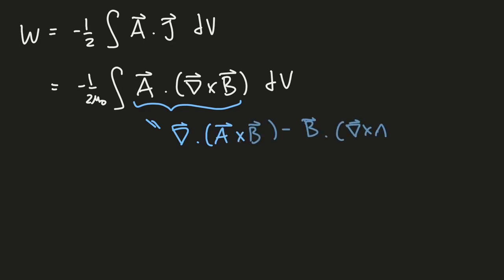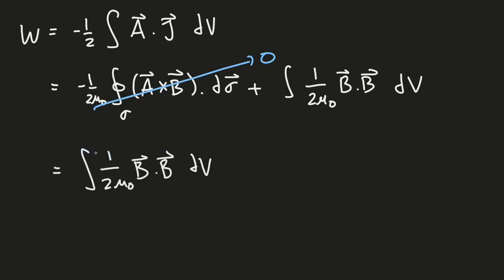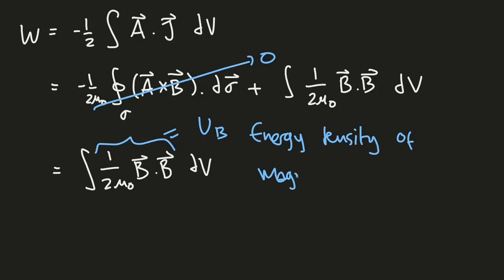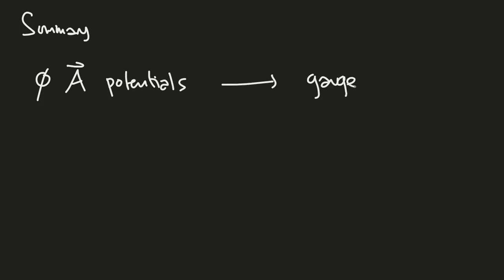so we get this, and by the potential definition and divergence theorem we will get this. And here, by energy conservation, we will take the contour integral here as equal to 0. So that means the result here we can define as U_B, the energy density of the magnetic field, especially for the magnetostatic field.